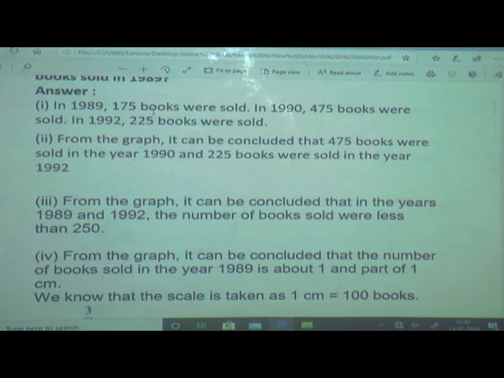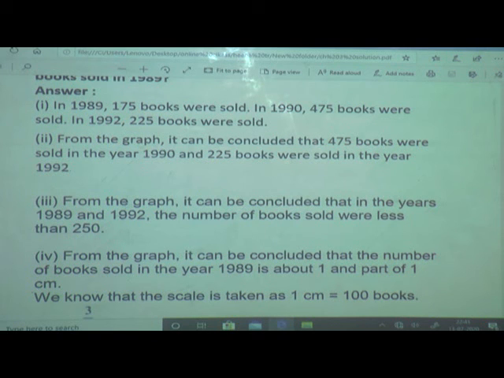In 1989, 175 books were sold. In 1990, 475 books were sold. In 1992, 225, because this I had already explained orally to you. From the graph, it can be concluded that, not exactly, we can say approximately, 475 books were sold in the year 1990 and 225 books were sold in the year 1992.